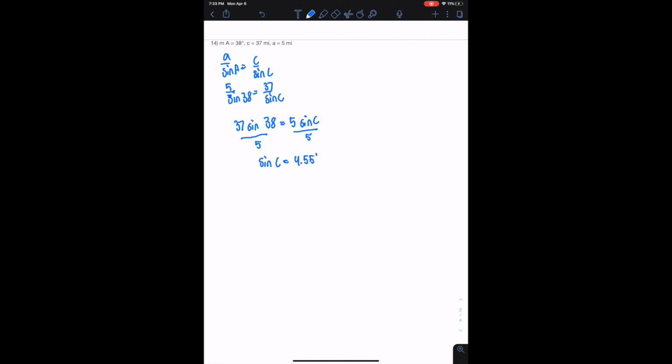4.555. So now we want to do C equals sine inverse, and in parentheses 4.555. And this is undefined because in order for it to give a value, the value in the parentheses must be less than 1, and 4.555 is greater than 1. Now this makes it a no triangle solution.